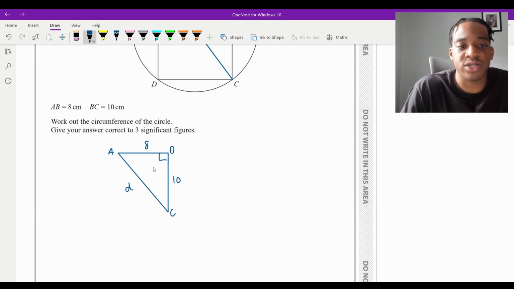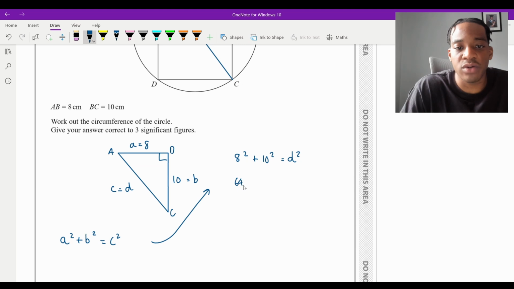And we can just use Pythagoras' theorem, which states that if I have A squared plus B squared, this is equal to C squared. So what I'm going to do is label. Now, remember, C is always the hypotenuse. So I'm going to say C is equal to D in this case. I'm going to say this is A. I'm going to say this is B. Now, if I plug in everything into this, this will just give me 8 squared plus 10 squared is equal to D squared.